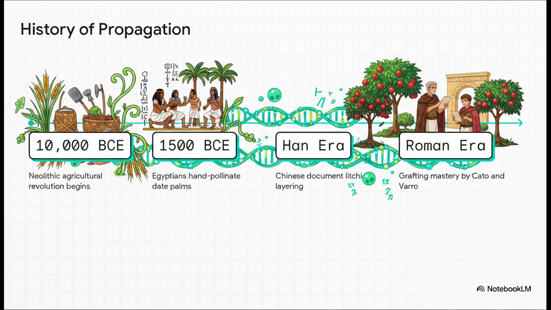By 1500 BCE, Egyptian tomb paintings literally show workers hand-pollinating date palms. During the Han Dynasty, Chinese texts were already documenting the sophisticated technique of layering lychee trees, and by the time of the Roman Empire, writers like Cato and Varro were documenting absolute mastery over complex grafting techniques.